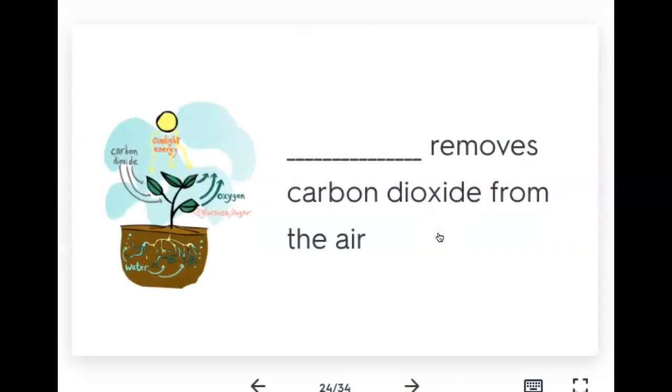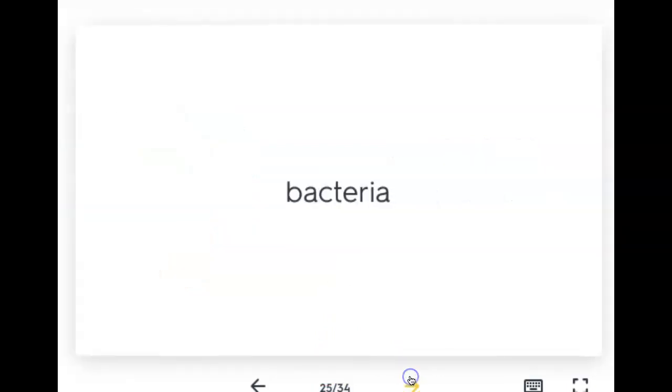Photosynthesis is going to remove carbon dioxide from the air. So carbon dioxide is going to be important for plants for photosynthesis. Photosynthesis and cellular respiration are opposite processes because photosynthesis is going to release the oxygen into the air, and then the cellular respiration is going to take in the oxygen, and cellular respiration will release the carbon dioxide that's necessary for plants for photosynthesis.